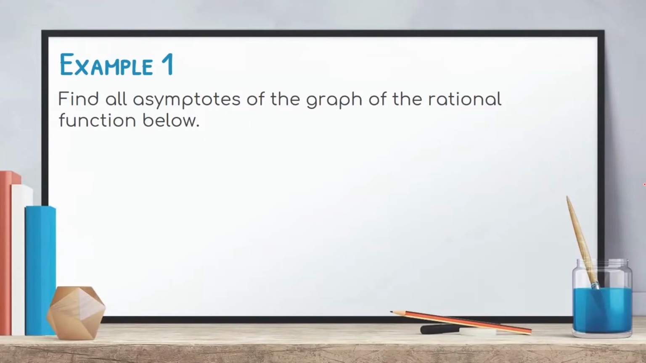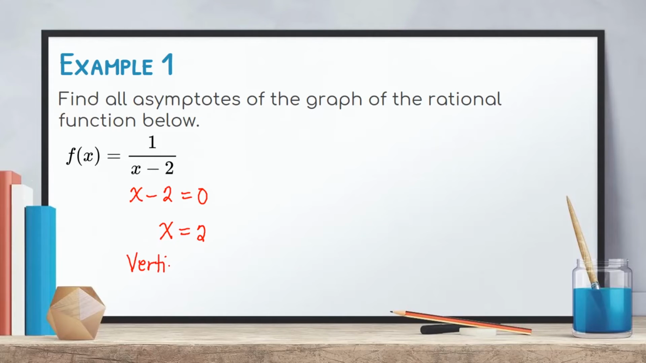Let us have some examples. For the first one, find all asymptotes of the graph of the rational function below. f of x equals 1 over x minus 2. Since the rational function is in lowest terms, to find the vertical asymptote, set the denominator equal to 0 and solve for the value of x. Thus, we will have x minus 2 equals 0, and finally x equals 2. Thus, the graph has the line x equals 2 as its vertical asymptote.